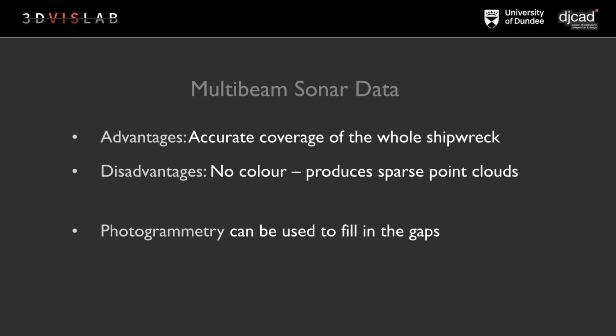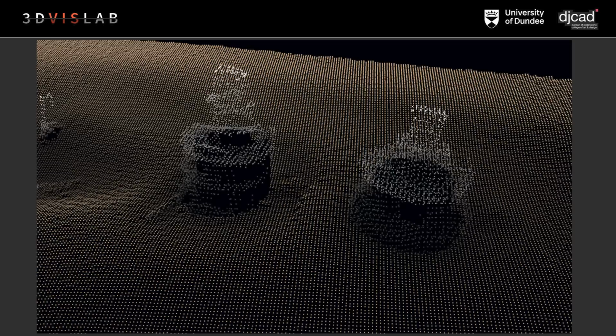Okay, so multi-beam sonar data, good stuff. It gives you accurate bathymetric, so scientific, coverage of the whole shipwreck. Disadvantages, it's produced with sound, so there's no color involved. And it uses what we call a sparse point cloud. If you get closer to these point clouds, you can see the gaps in between, so we lose detail. So we're starting to use photogrammetry to fill these gaps.